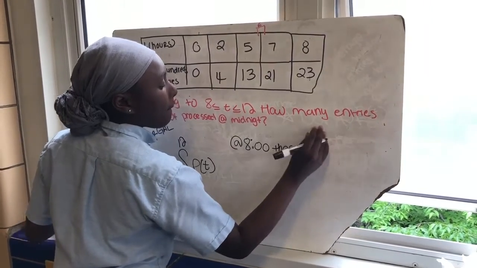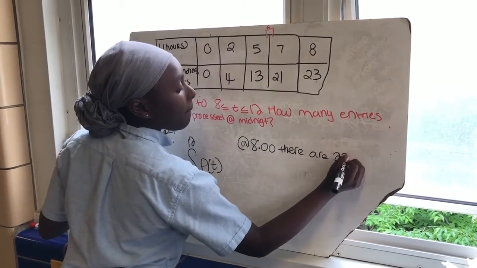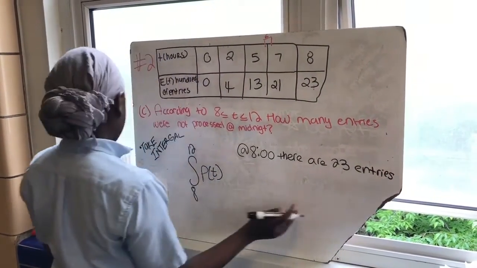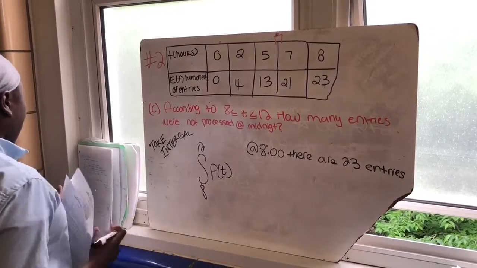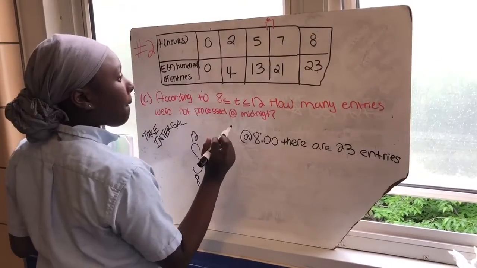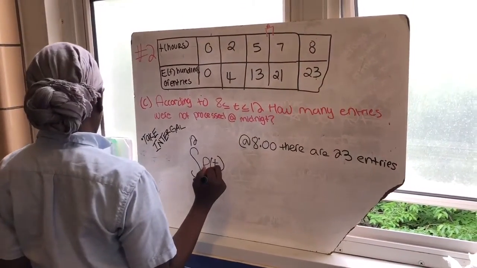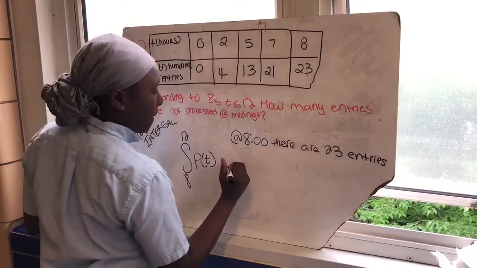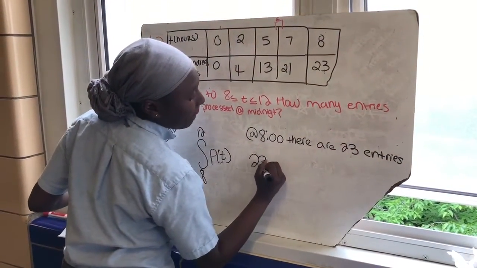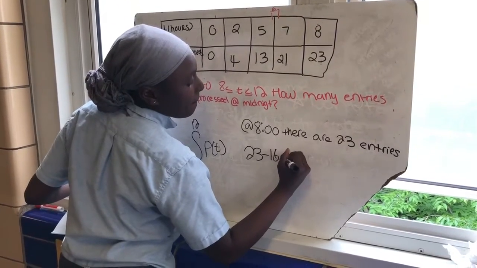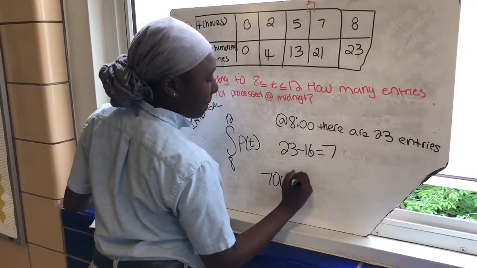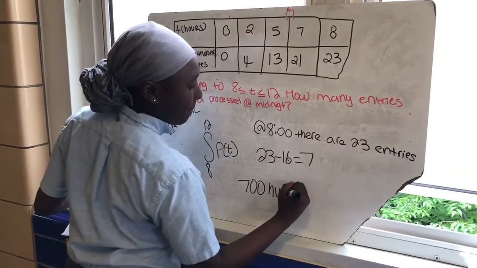T equals 12. So for this question, you have to take the integral first. Don't forget to take the integral for this question. So you do the integral from 8 to 12, and then you do P of t. So you know that there were 23 entries at 8 p.m. So at 8 p.m. there were 23 entries, as you can see in the table. Let me just finish writing that down.